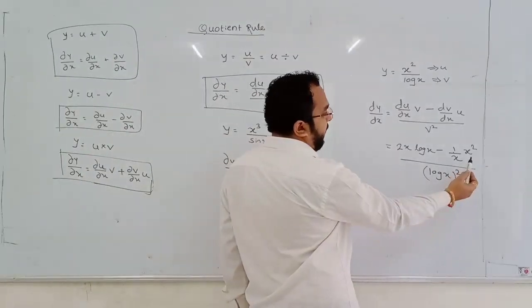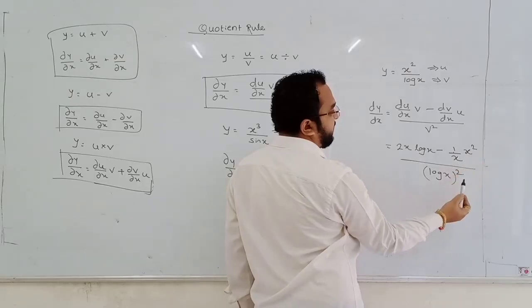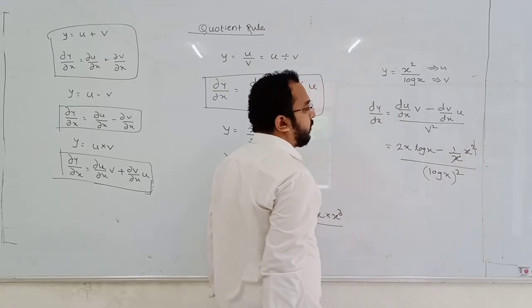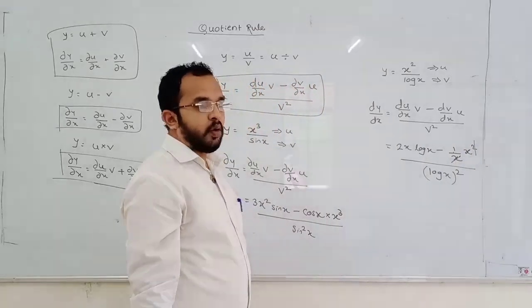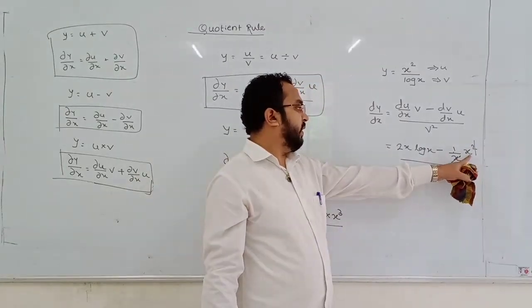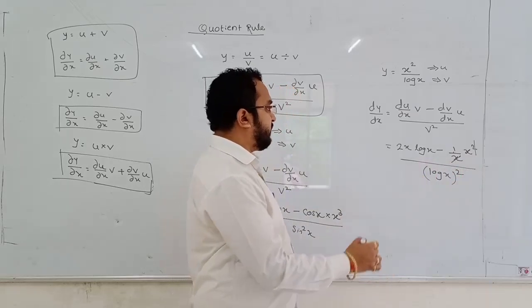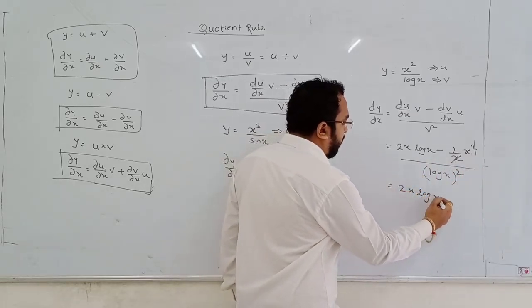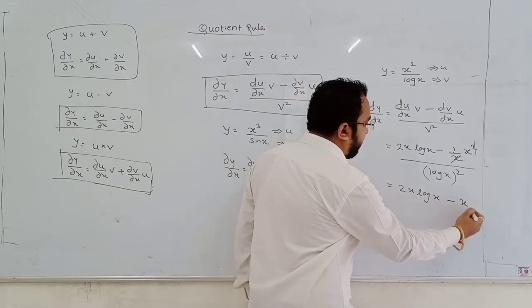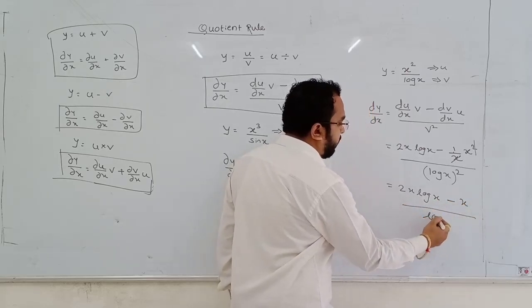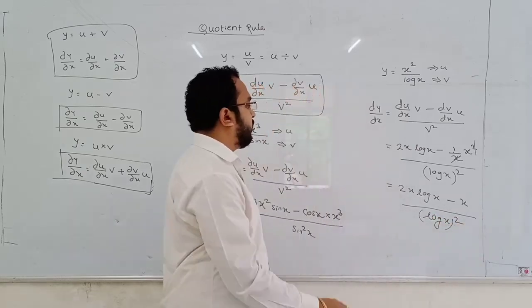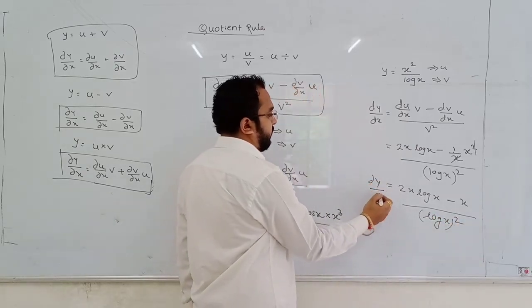Now here see, x square is there and x is there. Out of this, one x will cancel. Only x will remain here. So the answer will be 2x log x minus x upon log x the square. So this will be the differentiation.